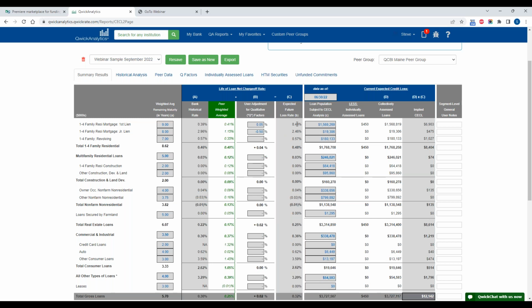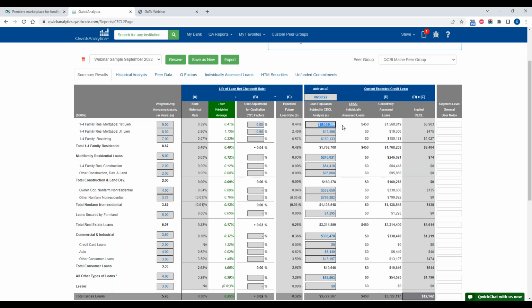And then the expected future loss rate is simply our historical experience plus or minus the sum total of all of our adjustments to it. And we want to take that lifetime loss rate and apply it to our current portfolio balance in order to calculate a CECL reserve. Now, by default, this current balance column is going to have in it whatever we had on our most recent call report, right? That's the only thing that the tool has access to by default based on public information.